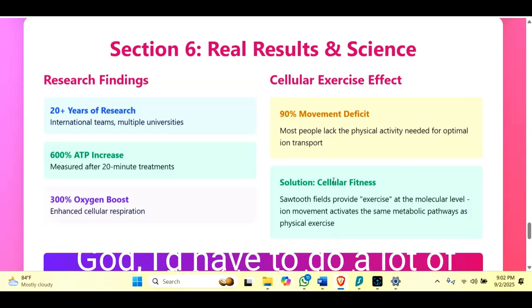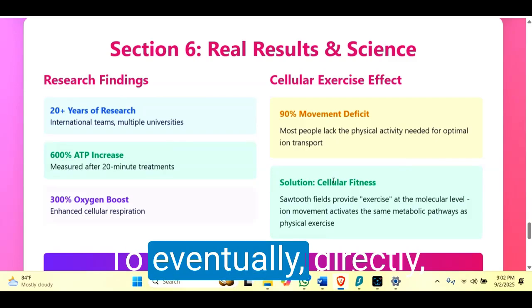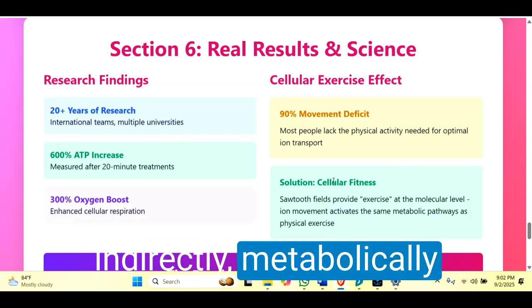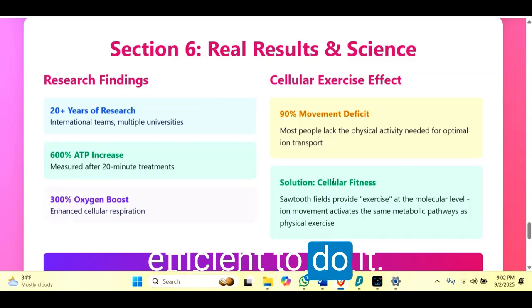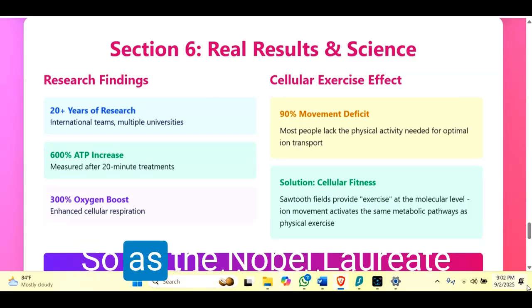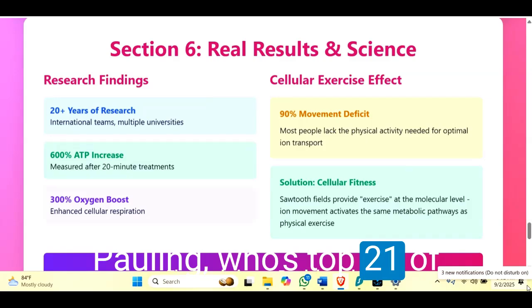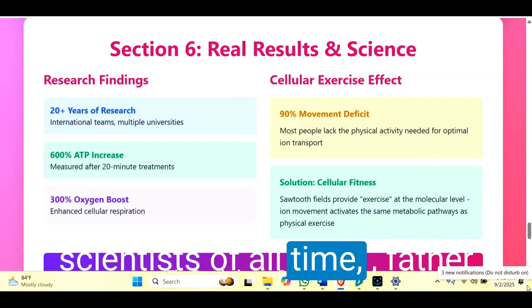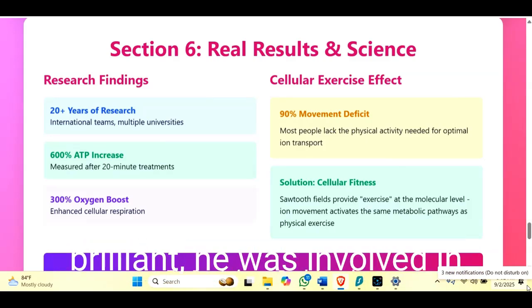That's again why it's, oh my God, I'd have to do a lot of movement, a lot of exercise to eventually directly, indirectly, metabolically have that same effect. It's just way more efficient to do it electromagnetically. So as the Nobel laureate Dr. Linus Pauling, who's top 20, one of the most accomplished scientists of all time, father of molecular biochemistry and so much more, super brilliant.